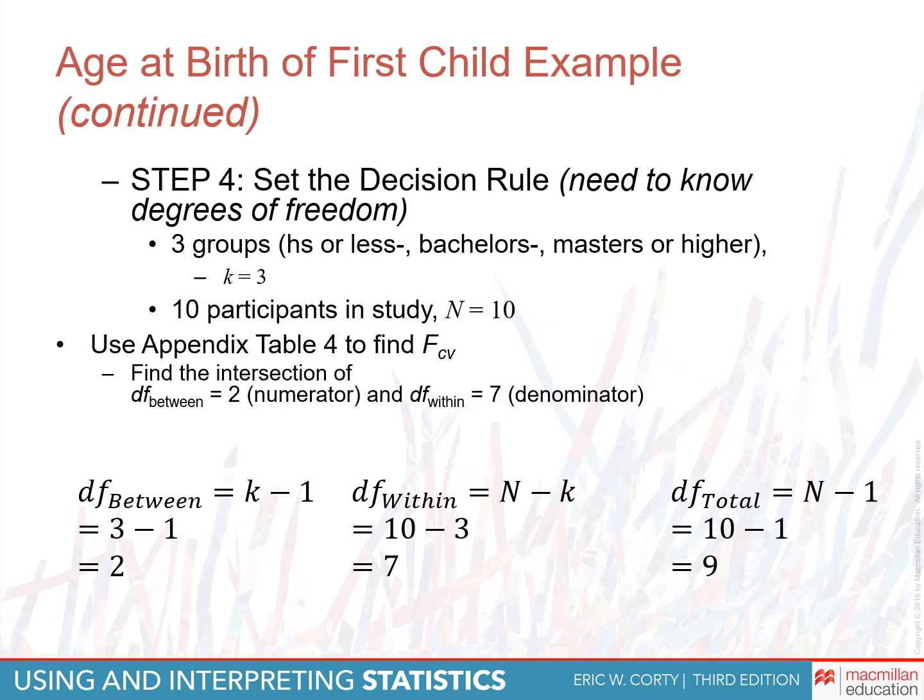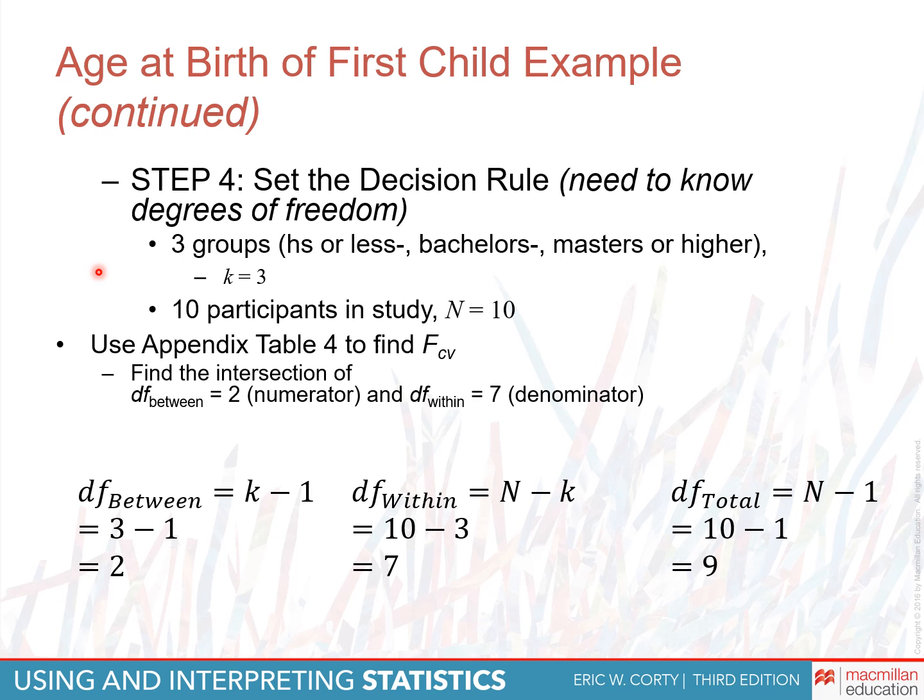To determine our critical value of F, basically what we first need to do is determine our degrees of freedom. And so there are three different types of degrees of freedom when we're talking about the critical value of F. There's a between subjects degrees of freedom, a within subjects degrees of freedom, and then total degrees of freedom. So the degrees of freedom between subjects is equal to k minus 1, where k is the number of groups that you have.